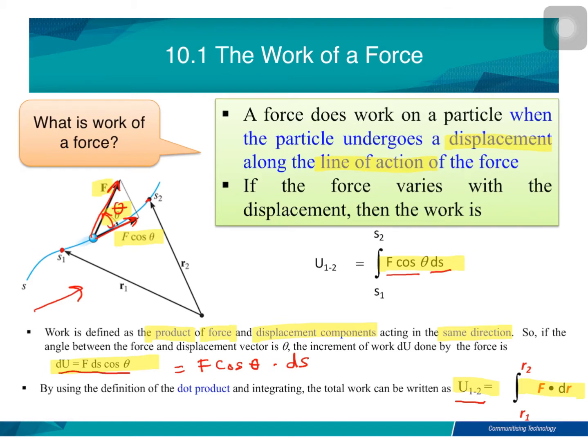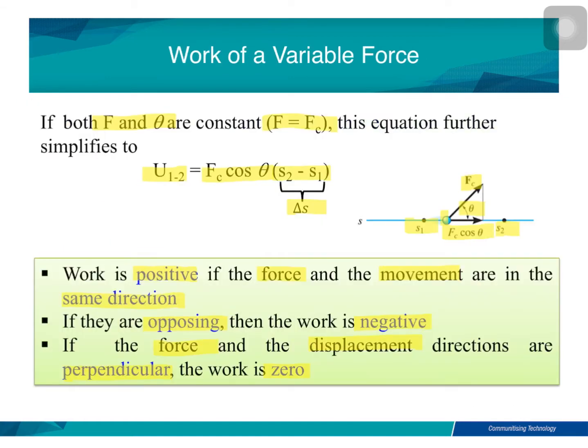Next, when F and theta are constant, which is F equal to F_c, this equation further simplifies so that the work done from point 1 to point 2 is equal to F_c cos theta times the displacement. Here you may refer to this figure. When our force is equal to F_c, it means that we have a constant magnitude.